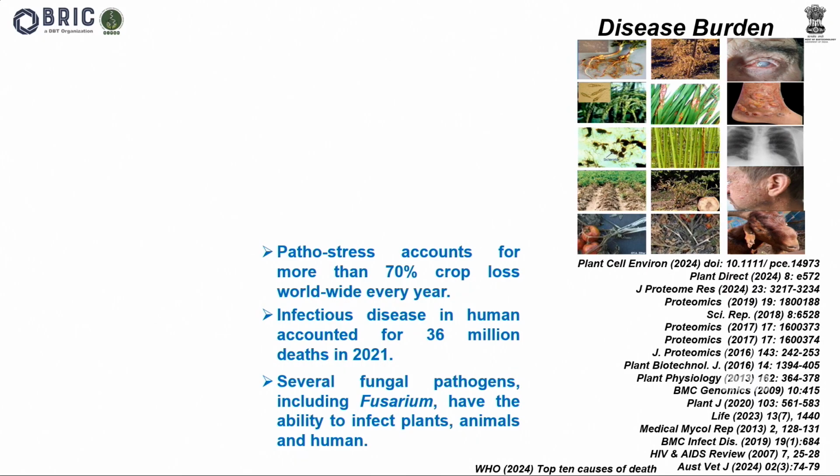When you try to see what is One Health, there are several fungal pathogens, including Fusarium, which I will discuss later, that have the ability to infect not only the plant or the animal, but also humans. That means they are cross-kingdom pathogens. So that is where One Health comes in a very big way. This is one area which is very, very interesting to us.